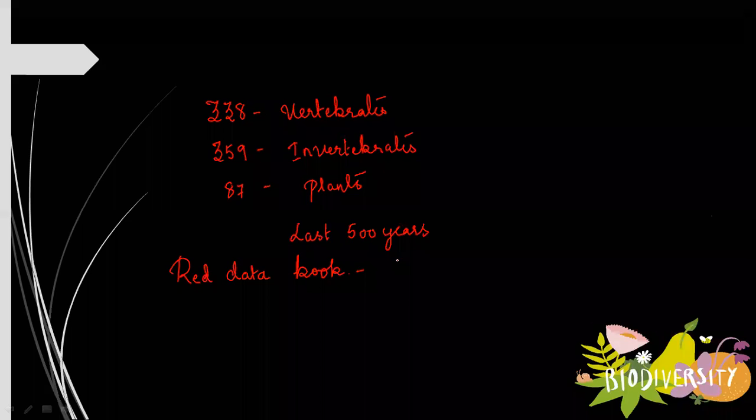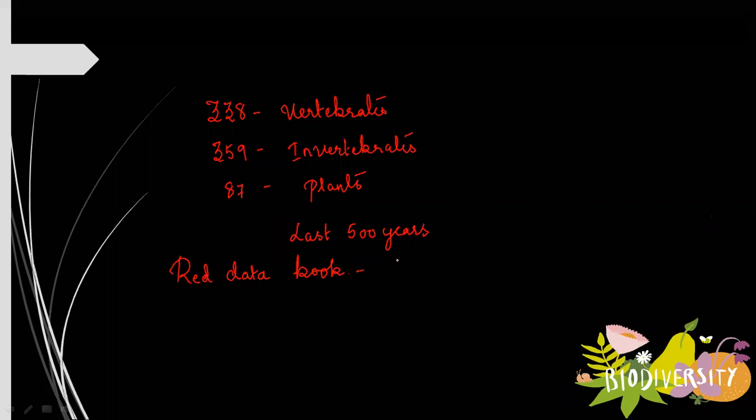Now coming to what is Red Data Book. Red Data Book is nothing but a state document which keeps a documentary about the species which are rare, which are about to get extinct, meaning they are on the endangered line. The species can be animals, plants, fungi and other microorganisms as well.